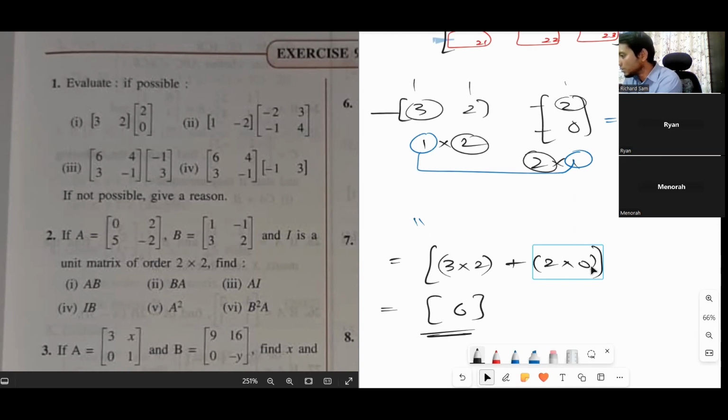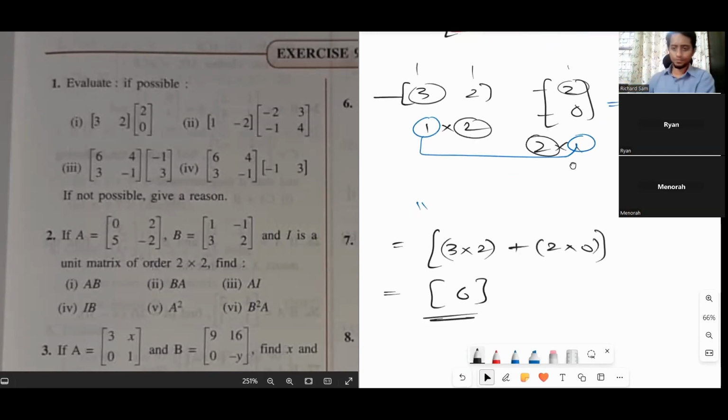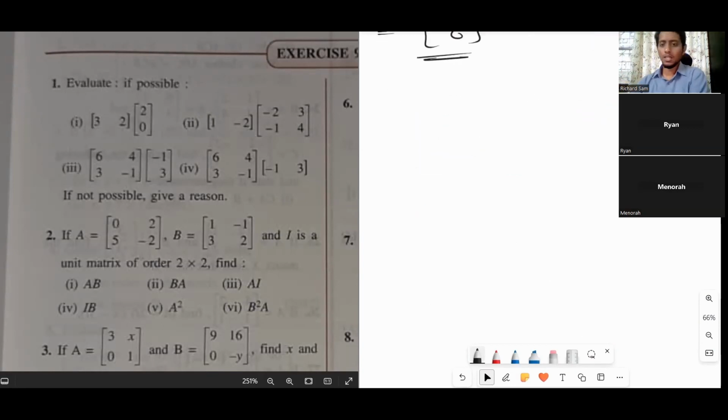1 into plus 1 into 3. How did you get 1 into 3? It's not correct. See, if you miss out some steps, you will make mistakes. You do every step.